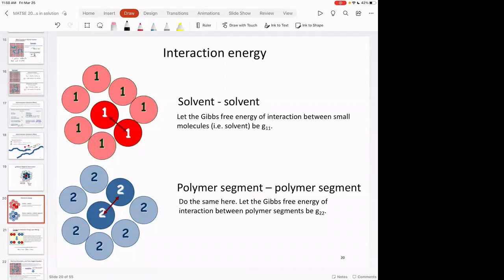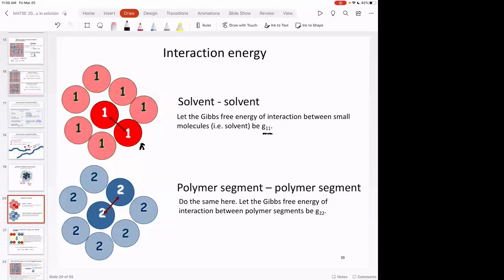Okay, so in order to calculate this delta G or delta H, first we're going to work on the Gibbs free energy of interaction. We have G11, which is red circle interacting with red circle. So this is our benzene just sitting there in a beaker. There's no polystyrene in there, just waiting for something to happen, right? And so this is the intrinsic intermolecular interaction of our solvent-solvent.